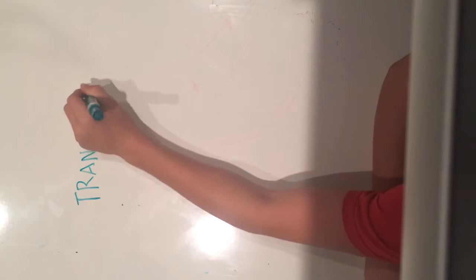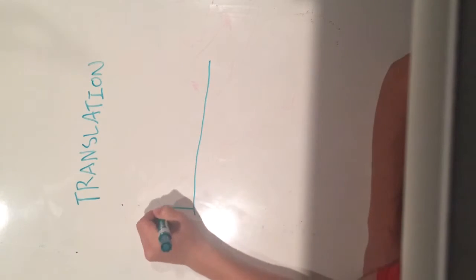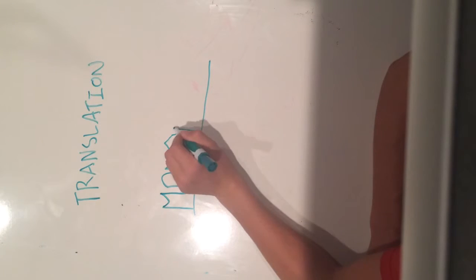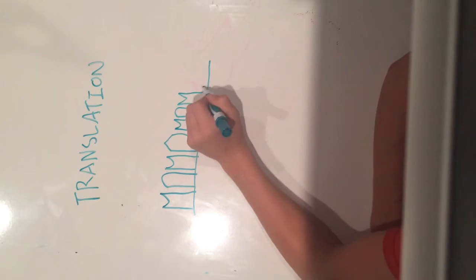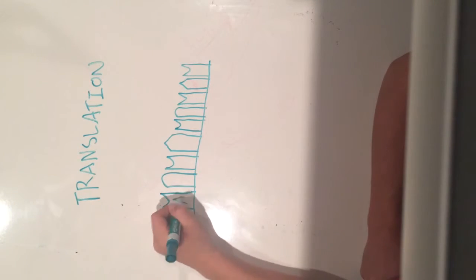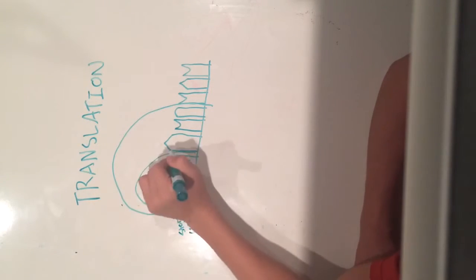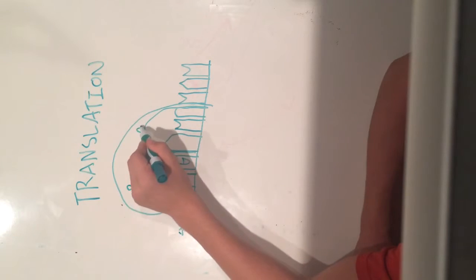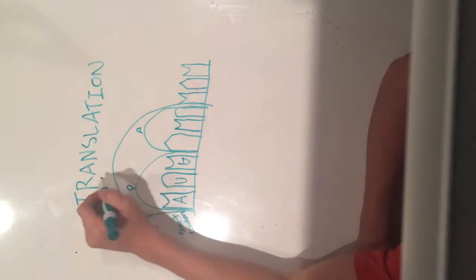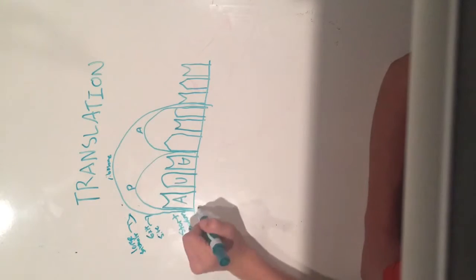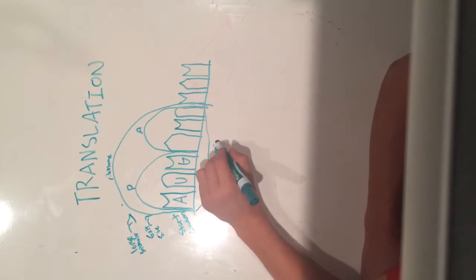Next comes translation. Here, mRNA goes to the cytoplasm in search of a ribosome. Once it finds one, the ribosome reads the mRNA and makes a protein. The ribosome consists of a small and large subunit. In the large subunit, there is a polypeptide site, an active site, and an exit site.